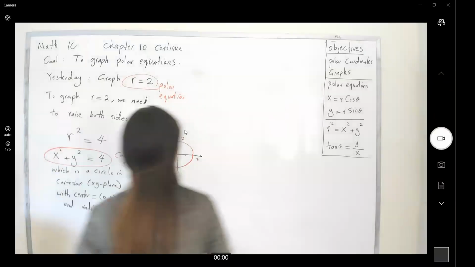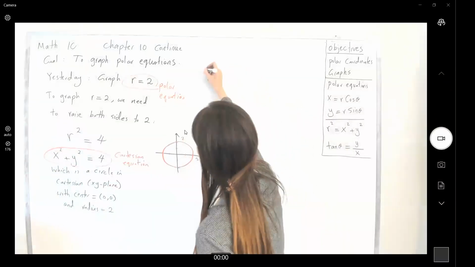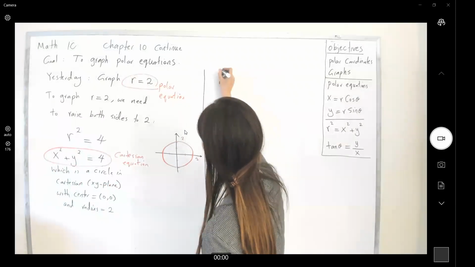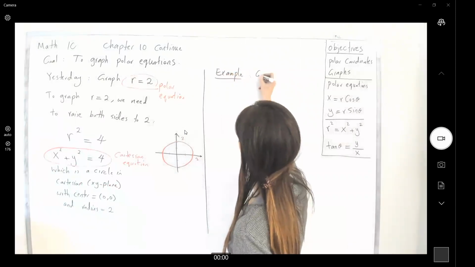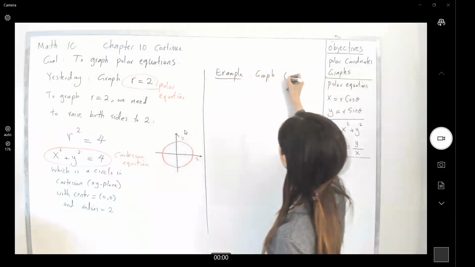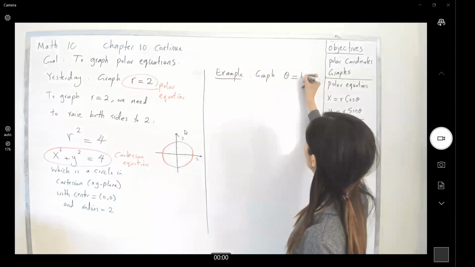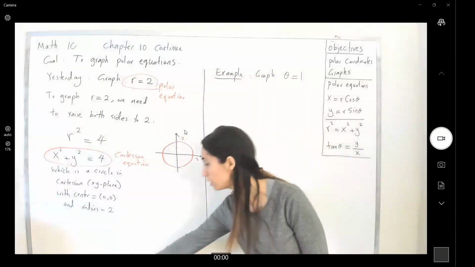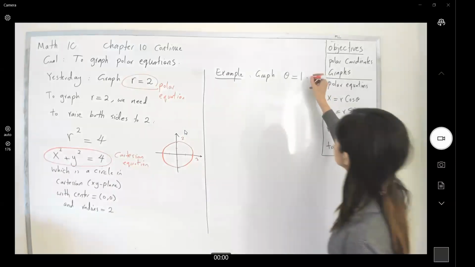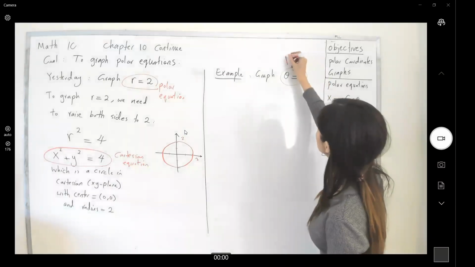Let's make it more interesting. In today's example, we're going to graph this polar equation: theta equals 1. Okay, perfect. Theta is equal to 1, and this is a polar equation.